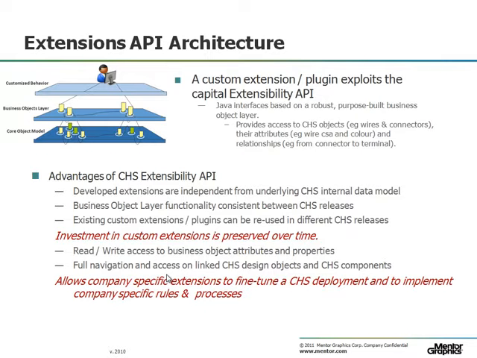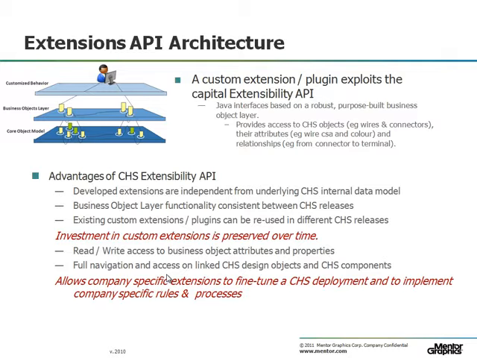A little bit more about this. A custom extension or a plugin exploits the Capital Extensibility API. We have Java interfaces based on a robust, purpose-built business object layer, and this provides access to CHS objects such as wires and connectors, their attributes, e.g. cross-sectional area and colour, and their relationships, allowing you to navigate, for example, from the connector to its terminals and so on.